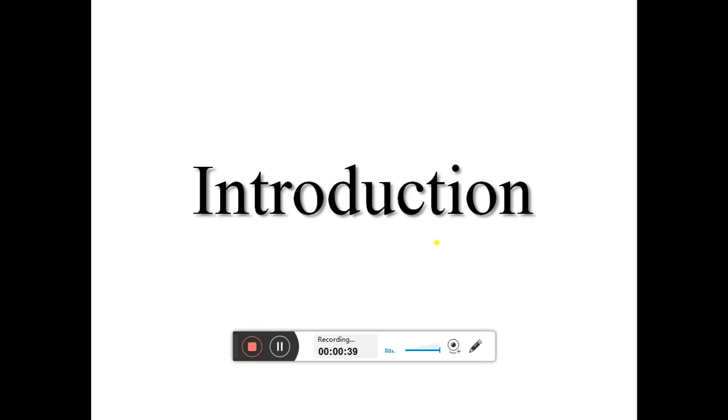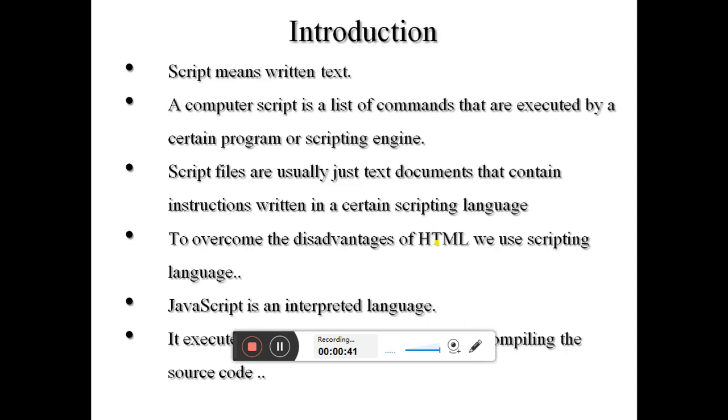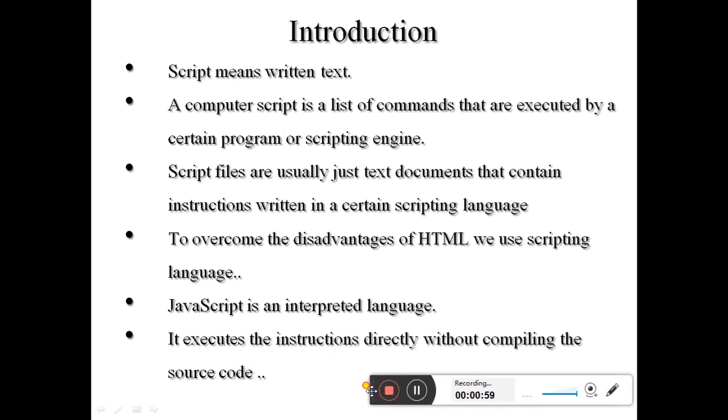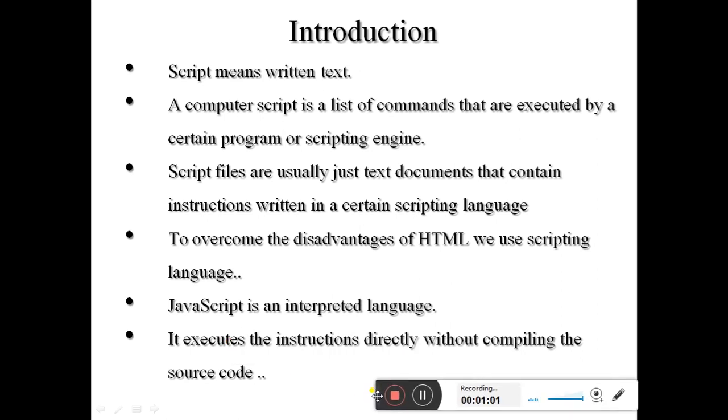Now we will start with the introduction. First of all, let me know what is script. Script means the written text. So a computer script is a list of commands that are executed by a certain program or scripting engine. Script files are usually just text documents that contain the instructions written in a certain scripting language.